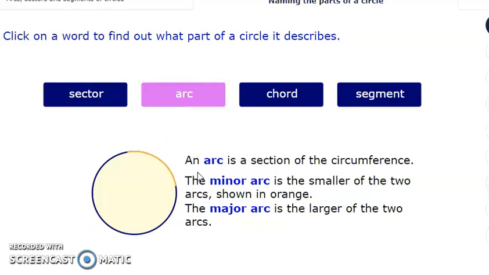Next is arc. An arc is a section of the circumference. You can see the circle circumference in two colors, the yellow one and the blue one. Both are called arc. One is major arc and the other is minor arc. The yellow one is minor arc and the blue one is major arc because it is larger of the two, and the minor is smaller of the two.